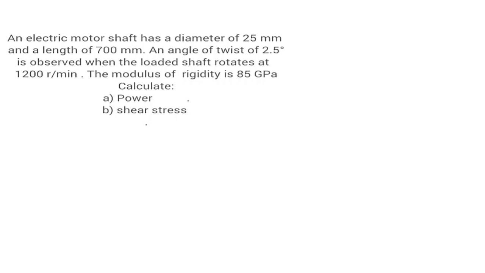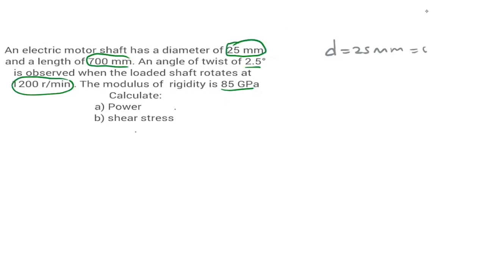Here, we've got the diameter, here, we've got the length, we've got the rotational speed, we've got this modulus of rigidity, and we've got the angle of twist. Let's write all the data we have here. We've got the diameter, it is 25 millimeters, which is 0.025 meters.